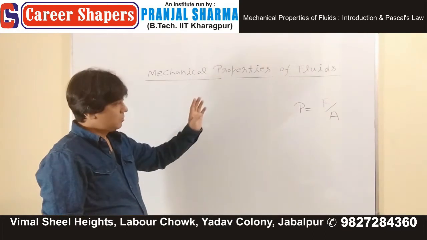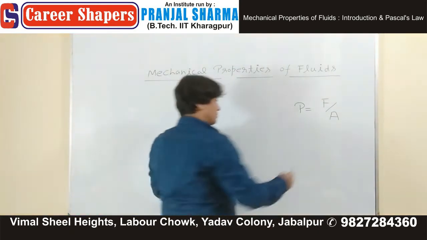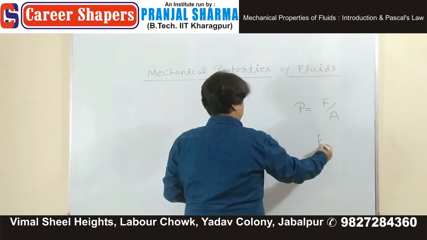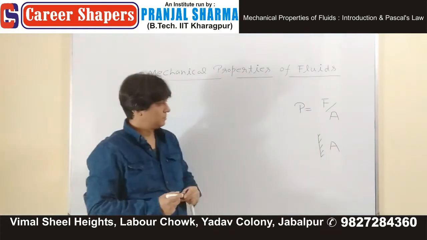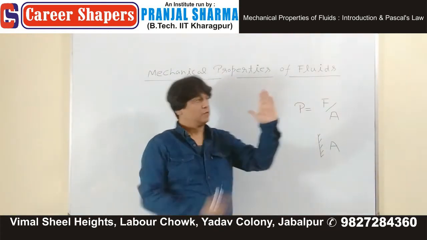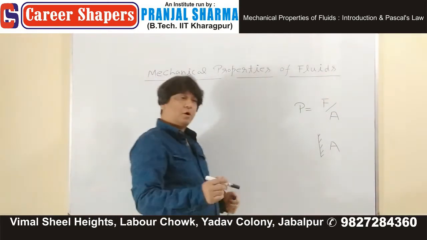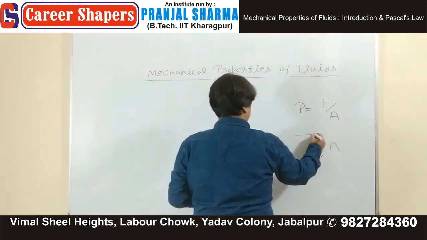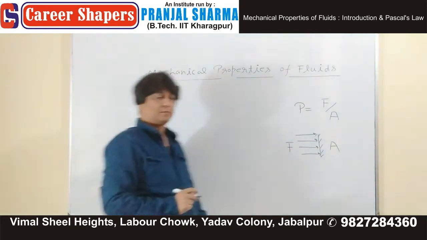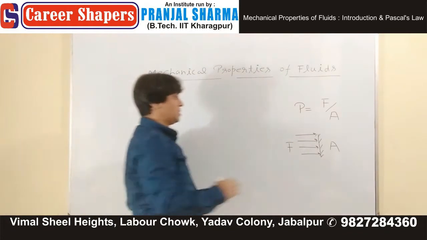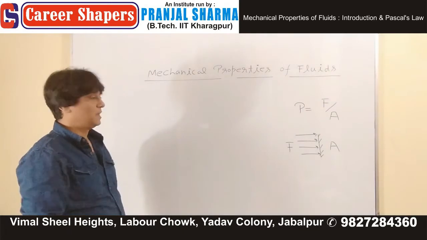Now, let's define this pressure part first. Suppose we have a surface and this surface has an area of A. This is a side view. The entire surface area is what? A, and you're looking at the side view of the surface. On this surface, a total of F force is acting. Then P is F upon A. That's how you define pressure.